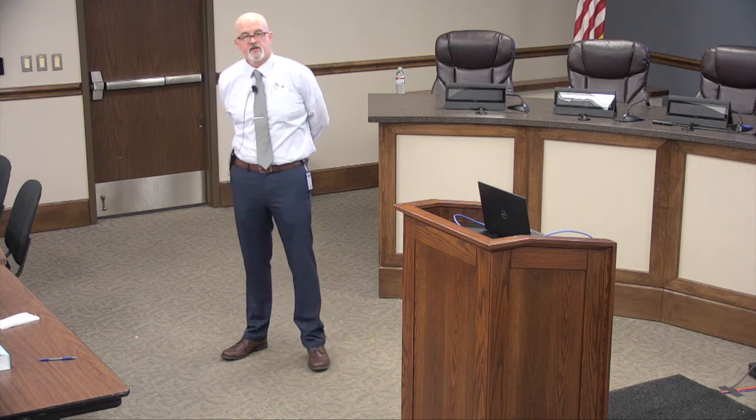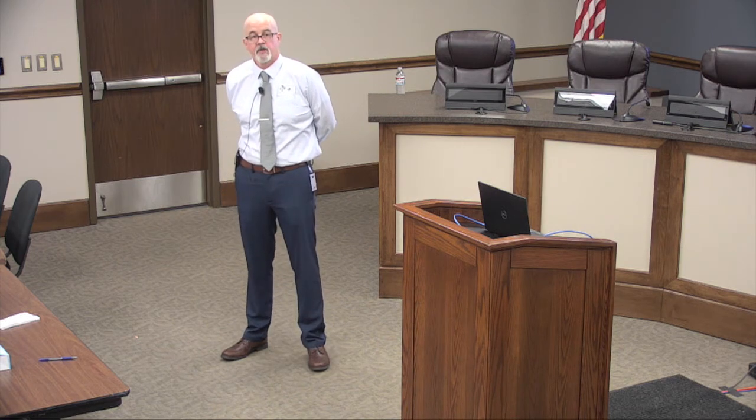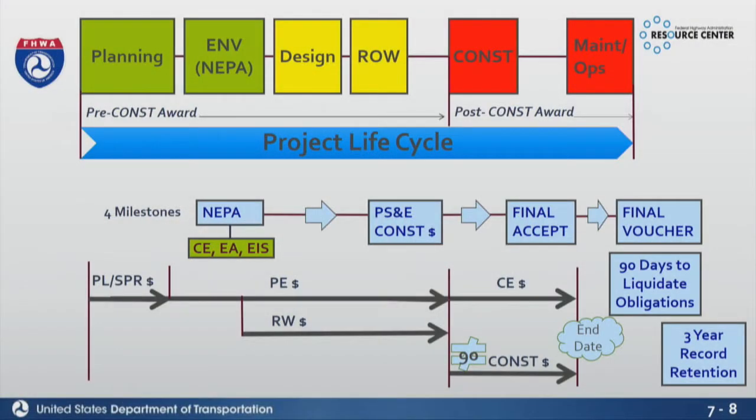But basically, you can see down there, in the planning phase, we have our PL and our SPR. So, you know, you get your SPR, remember that's sub-allocated out of your 5 major activities besides PL, and that's what the states use to do your planning. That's what the states use to develop your STIP, to do studies, to do all of the different planning activities that your states incorporate into your annual work program.